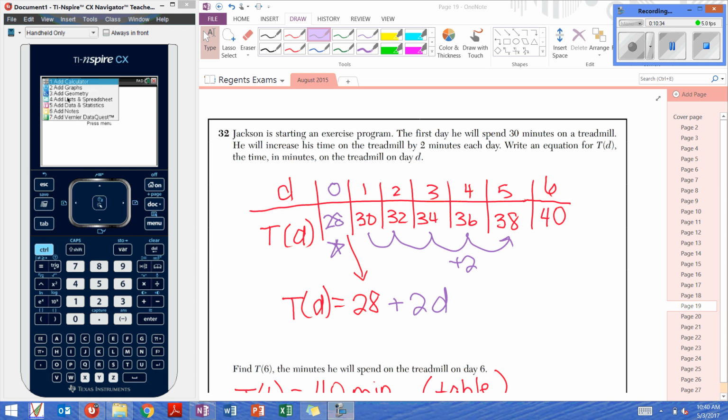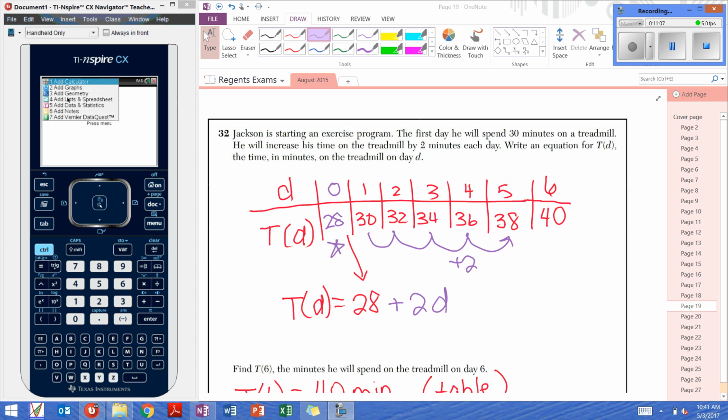Moving on to question 32. My major caution on this one is if you are not making a table, you are probably making a mistake with the y-intercept. I can't tell you how many papers I've seen in the past that would be saying that T of d is equal to 30 plus 2d, because you assumed that day 1 was your y-intercept, which we cannot assume. So you modeled your situation. Everything in my table I wrote in red first, and then I realized, oh man, they never gave me my y-intercept, so I had to work backwards to find it.